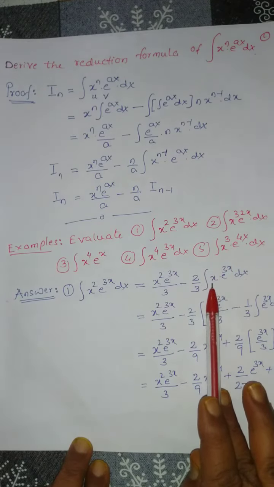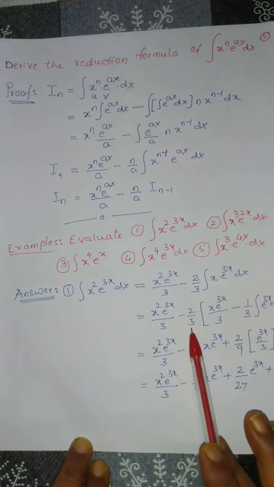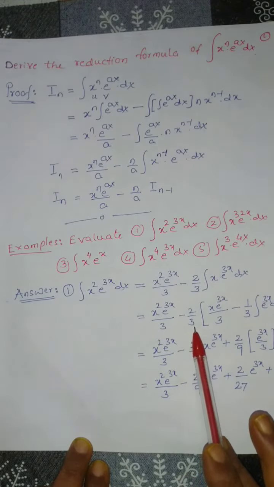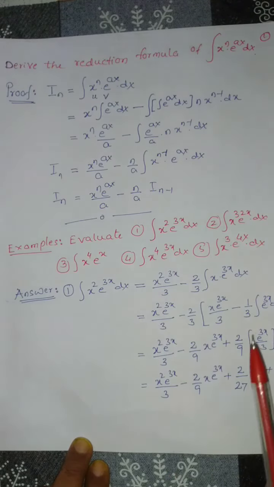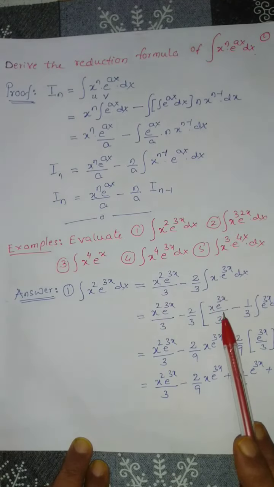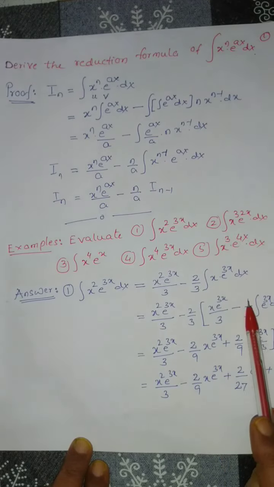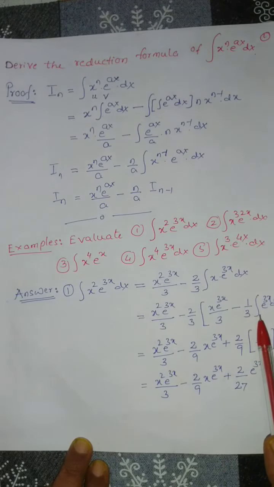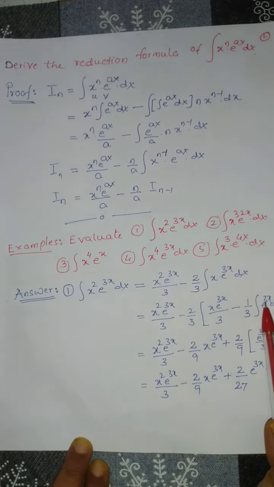So for this again apply the reduction formula. So minus 2 by 3 constant, keep it outside as it is, x square e raised to 3x by 3 into bracket, for this reduction formula, x e raised to 3x upon 3. So here n is 1. So 1 by a, so 1 by 3, 1 into x raised to n minus 1, 1 minus 1 is 0, x raised to 0 is 1, e raised to 3x dx.